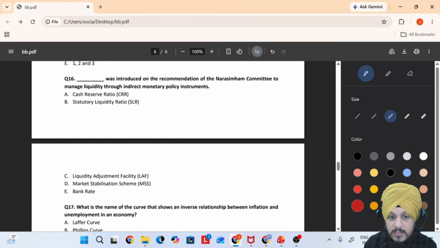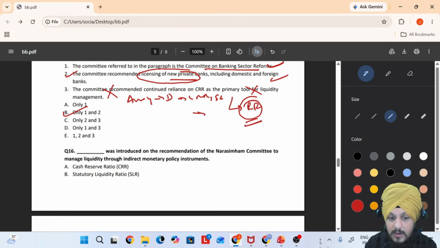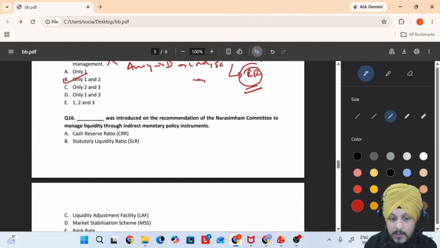Now, question number 16: Dash was introduced on the recommendation of the Narasimhan Committee to manage liquidity through indirect monetary policy instruments. Over here, this is something I told you just in the previous question, that the Narasimhan Committee recommended the liquidity adjustment facility. Based on that, C is going to be the correct answer to this question.